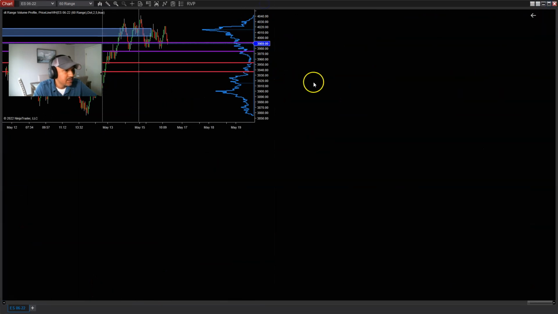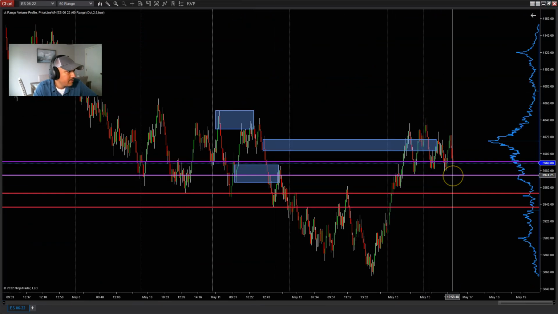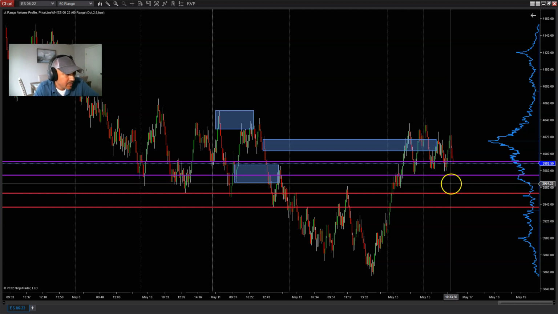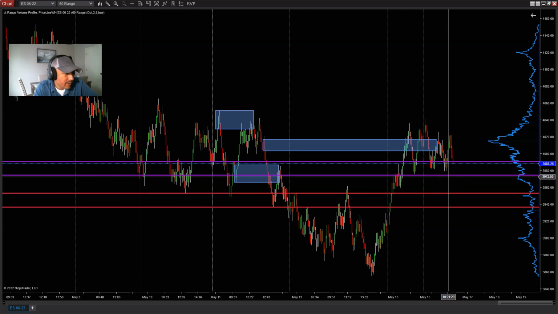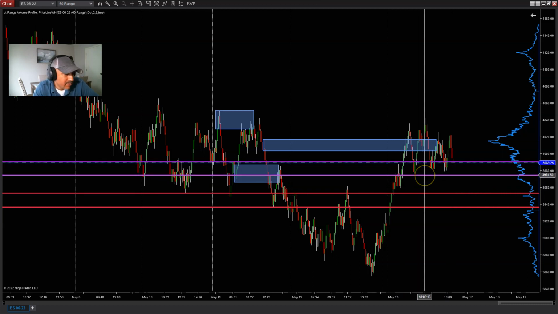I'm just scalping. This is my live recorded session, scalping the ES today, guys. So price can come down to this purple line right here. Chop, chop, chop, chop, and ranging right now.